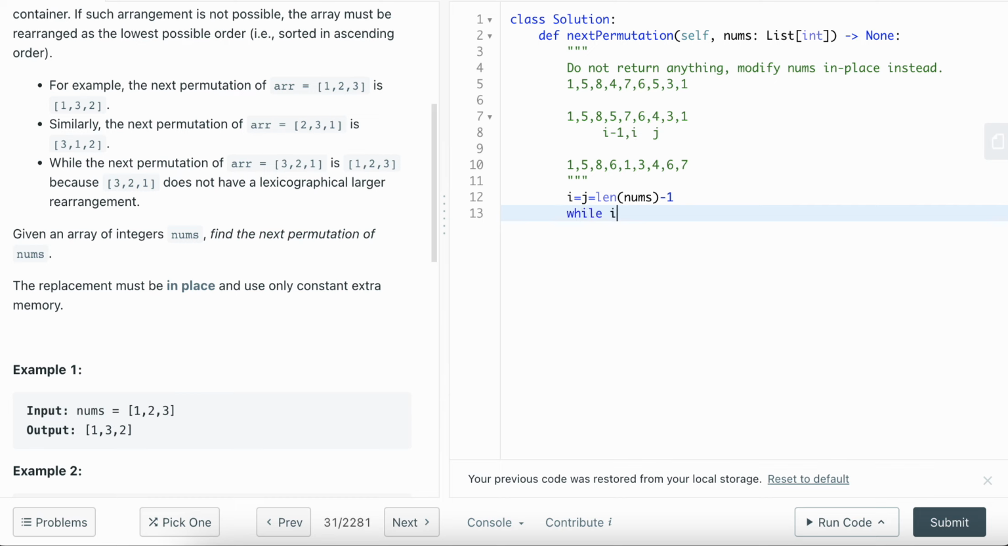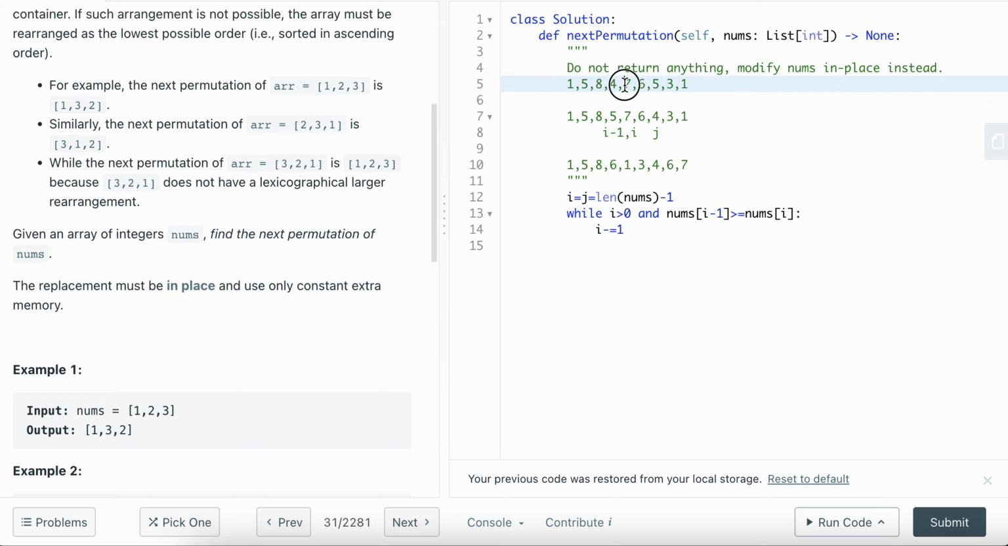So basically, if i is bigger than 0 and nums[i - 1] is bigger or equal to nums[i], so while the previous number is bigger than this, we're going to continue to decrease i, right? Of course, there could be a scenario that the entire array only has 7, 6, 5, 3, 1. So just ignore this part.